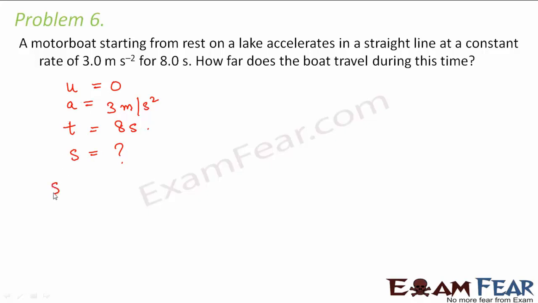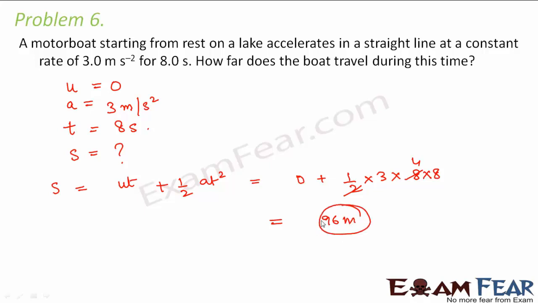Looking at the values which we need and which we have, the second equation would be the best option. So s is equal to ut plus half at square, that is equal to 0 plus half into a into t square, that is half into 3 into 8 into 8. So this comes out to be 96 meters. So this much distance the boat will travel during this time.